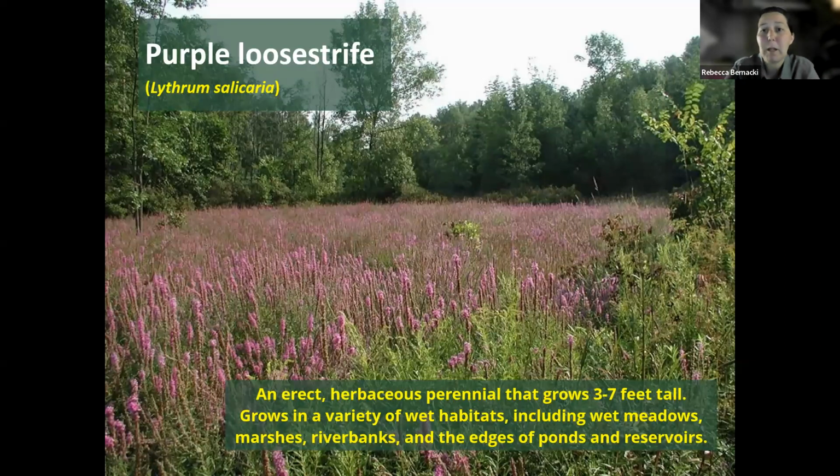The next species we're going to talk about today is purple loosestrife. Purple loosestrife is an erect herbaceous perennial. It grows about 3 to 7 feet tall, and it grows in a variety of wet habitats, wet meadows, marshes, riverbanks, edges of ponds and reservoirs, and everyone's favorite roadside ditches.